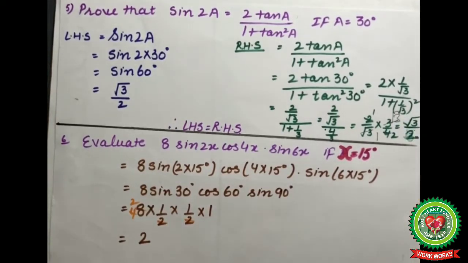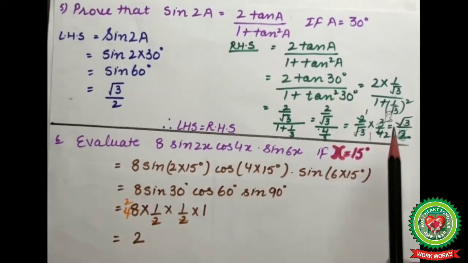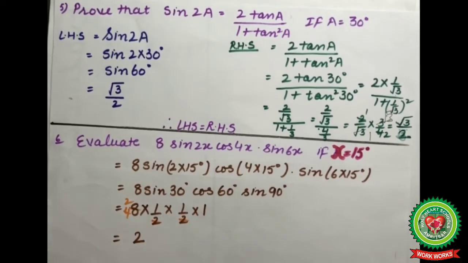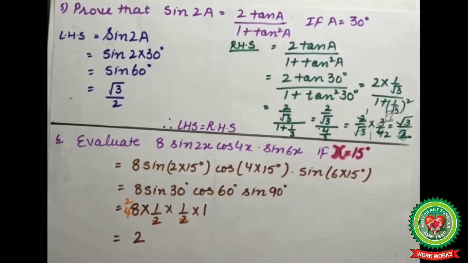So now students, left hand side is also equal to under root 3 by 2. Right hand side is also equal to under root 3 by 2. So therefore, left hand side is equal to right hand side.